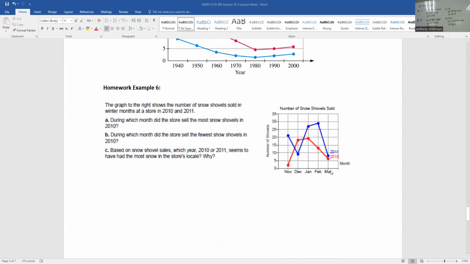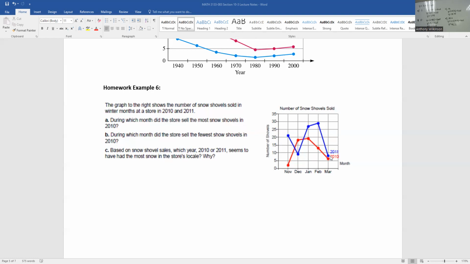Like in this case, let's look at homework example number 6. It says the graph to the right shows the number of snow shovels sold in winter months at a store in 2010 and 2011. The one in red is the broken line graph for the number of snow shovels sold in 2010. The one in blue represents 2011. So we're going to use that to answer parts A, B, and C.